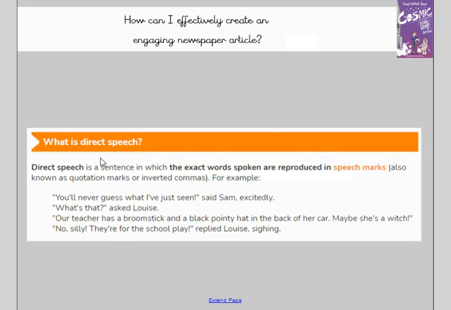So direct speech is a sentence where the exact words are spoken, and they're within speech marks or inverted commas. "You'll never guess what I've just seen," said Sam excitedly. So this is exactly what Sam had said. We have got the punctuation here, so we've got inverted commas each side of exactly what was said, and we always start our speech with a capital letter.